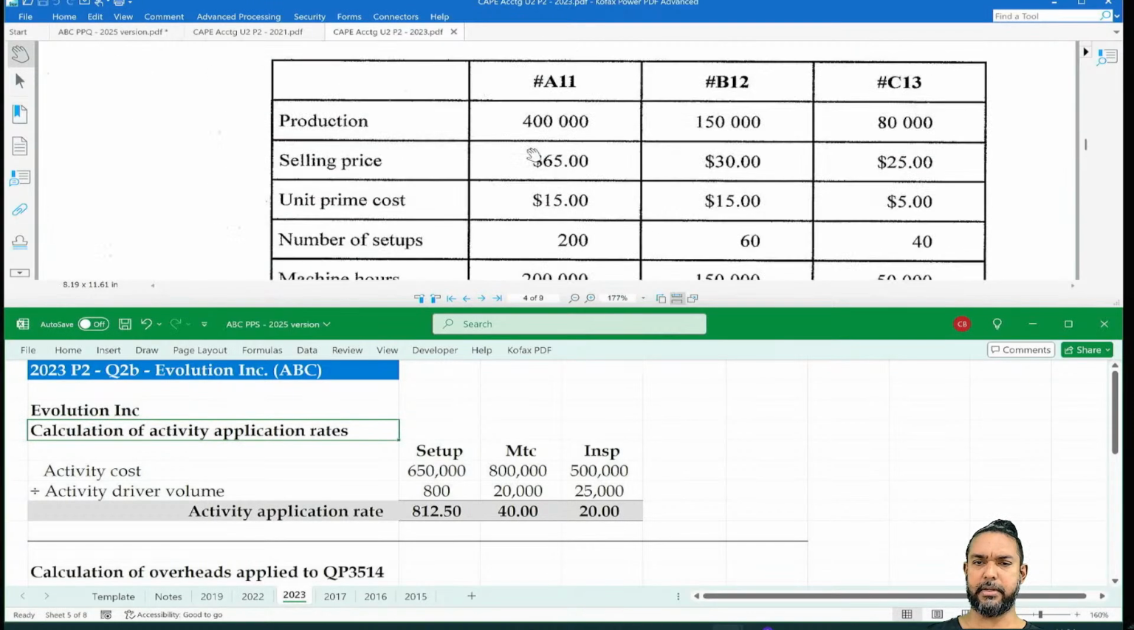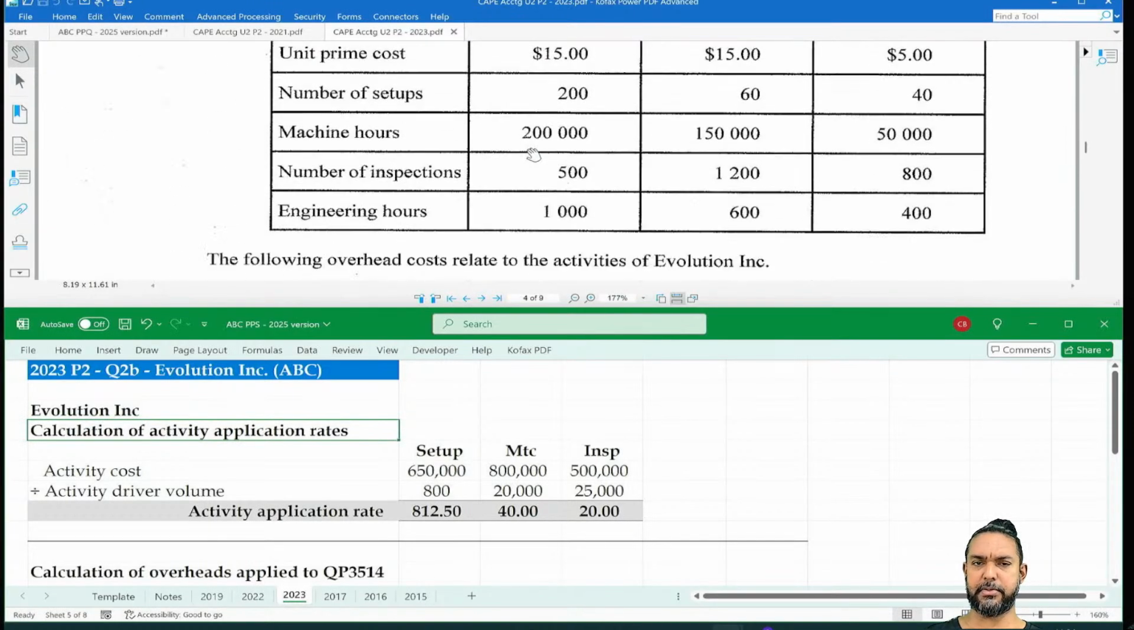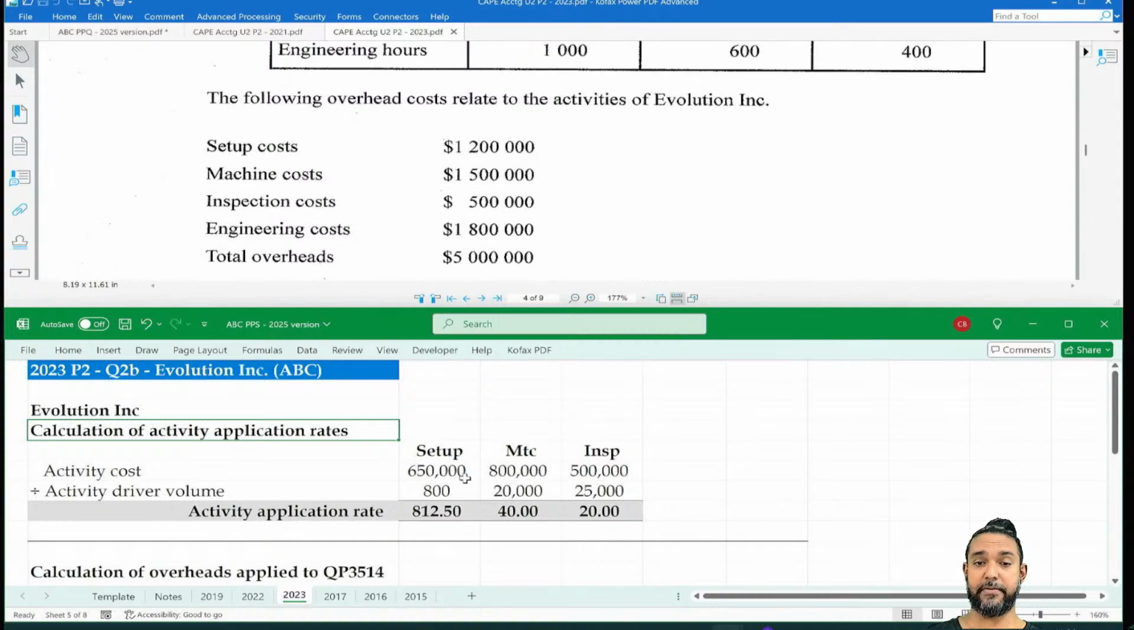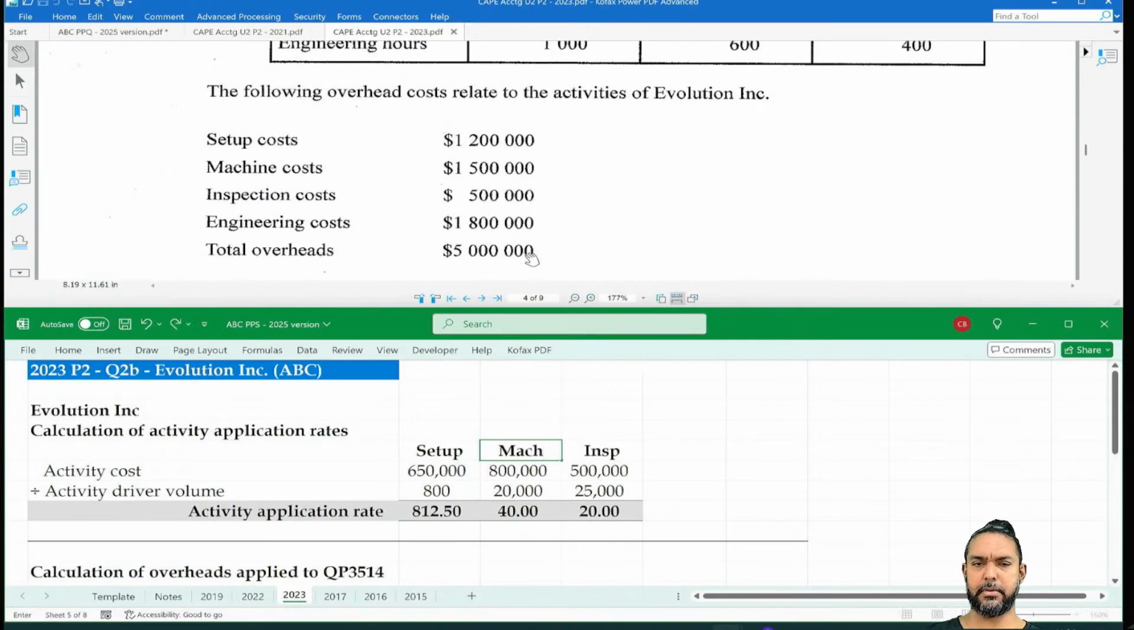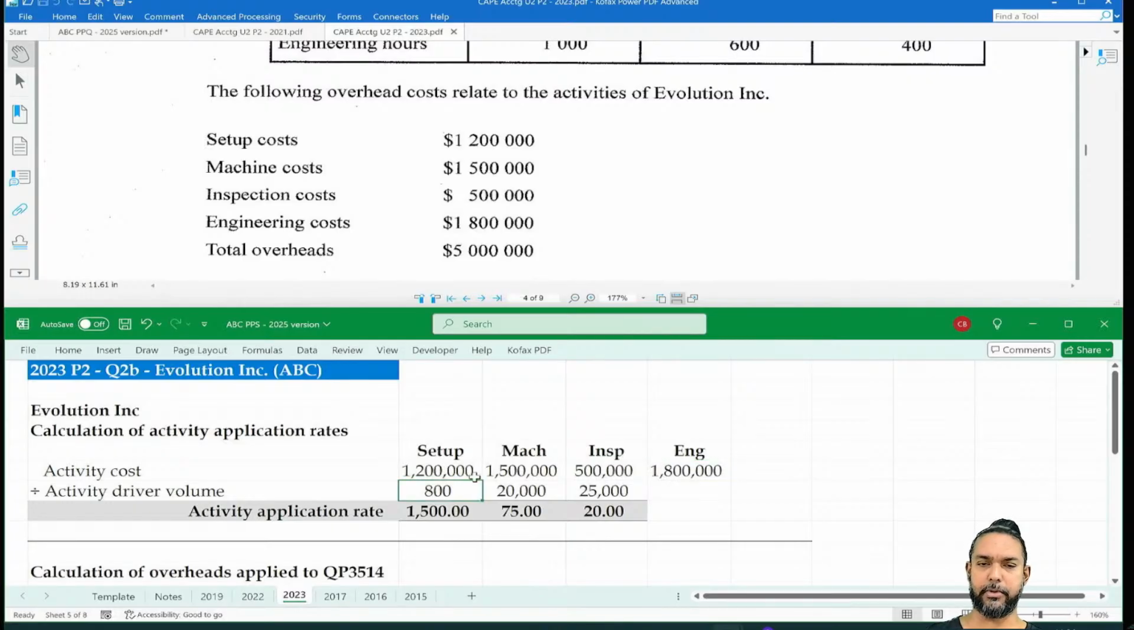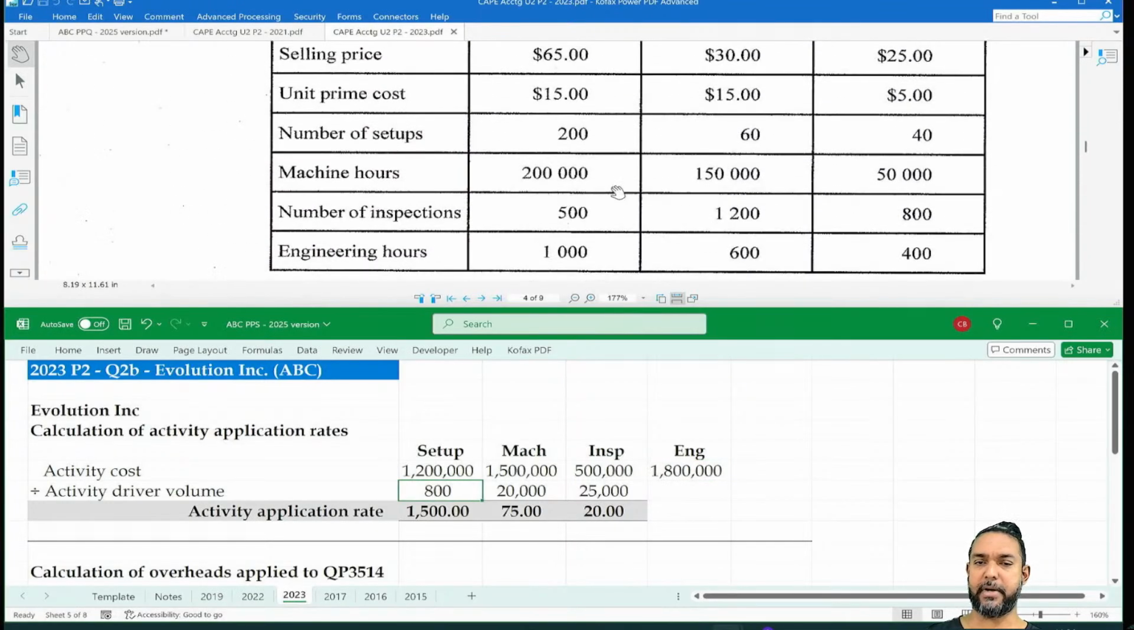Okay, so the calculation of the activity application rates. So let's go. So we have 4 activities: setup, machine costs, machine inspection and engineering. All right, so we have 1,200,000 there, 1.5 million there, 500,000 there, and then 1,800,000. Cool, 1.8 million. Right, and then we have to divide by the total.